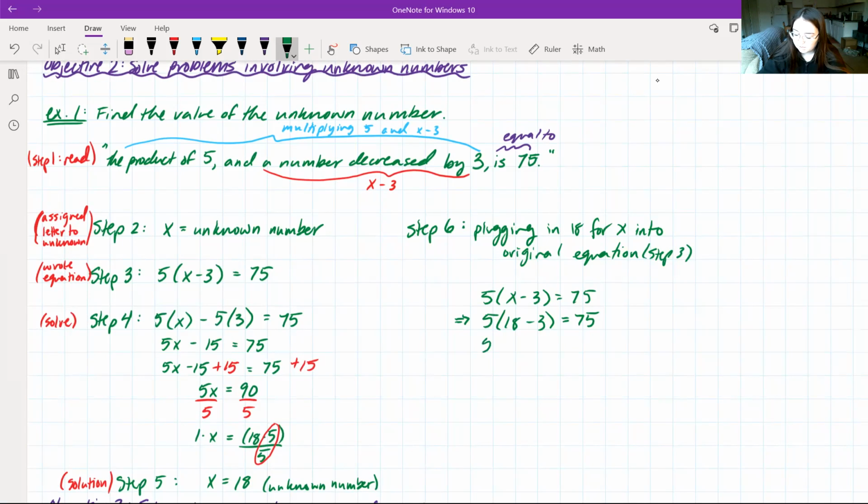So 18 minus 3 is going to be 15. 5 times 15 is in fact 75. So 75 is equal to 75. And this means that in our step 5 here, x equals 18 was our unknown number. Our unknown number was 18. So this is a basic problem that we use to separate out our 6 steps that we had in order to solve for this unknown. So now we can go ahead and do a slightly harder problem.